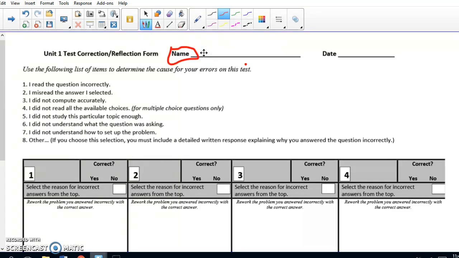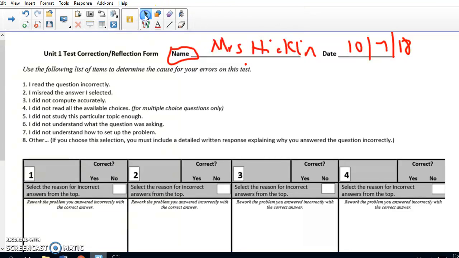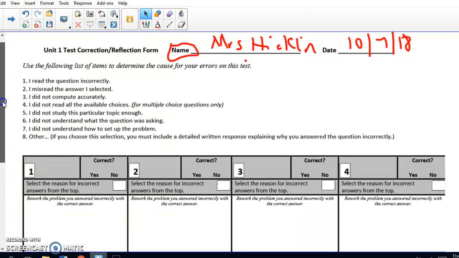Whoops, that wasn't supposed to happen. Let's try that again. This is Hickman. And I'll put today's date. I'm recording this for you on the 7th of October. A little late, but it's because I didn't realize that my instructions weren't clear enough for you.